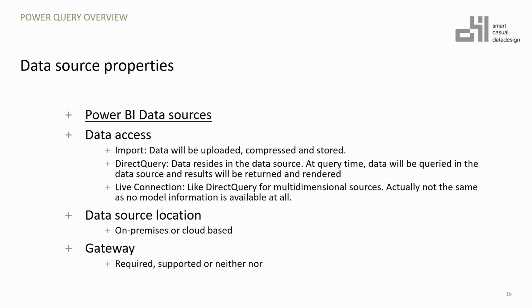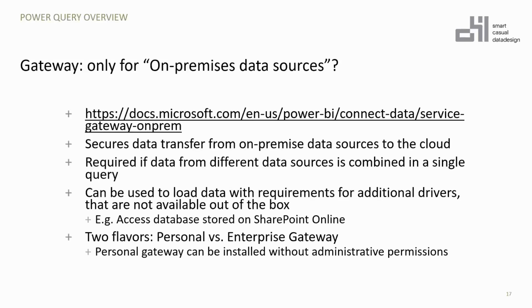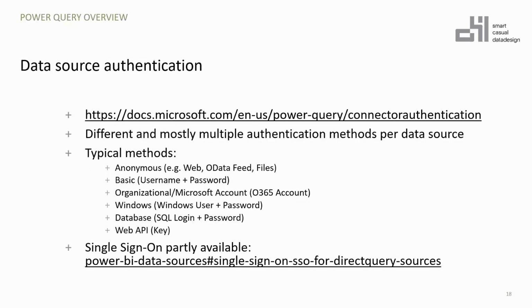Data sources can be located in on-premises systems or in the cloud, and generally speaking, if they are on-premises, you need a gateway to actually allow for a secure transfer of the data from on-premises to the cloud. But the gateway has more advantages as well, like, for example, the possibility to add drivers that Power BI is not bringing out of the box, or it is necessary if you are writing a complex data source query that in one query is already combining data from different data sources. That is something which is possible in Power Query, and that will actually require the usage of a gateway.